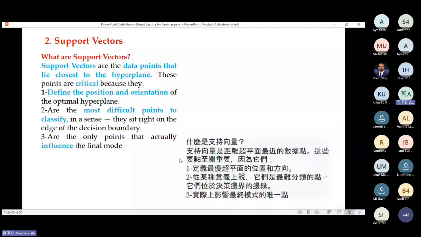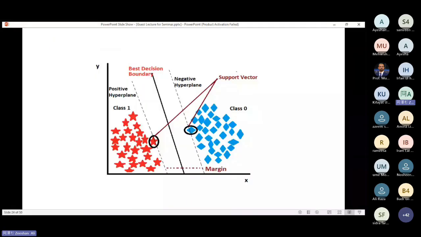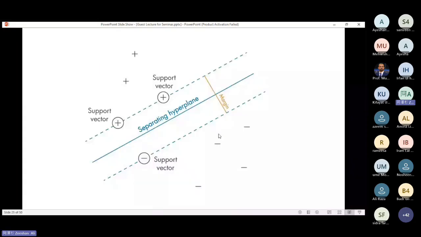Number 2 are the most difficult points to classify. It is very difficult to find or classify these points to draw the positive hyperplane as well as the negative hyperplane. For example, we have a decision boundary. This is actually the structure of a road. So we have a decision boundary, a positive hyperplane, and a negative hyperplane.